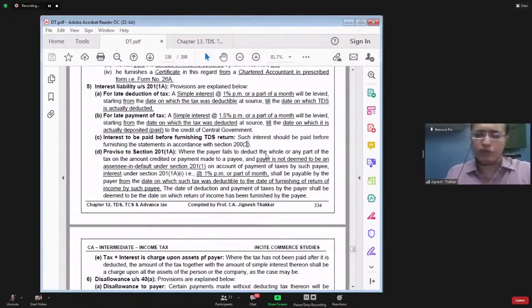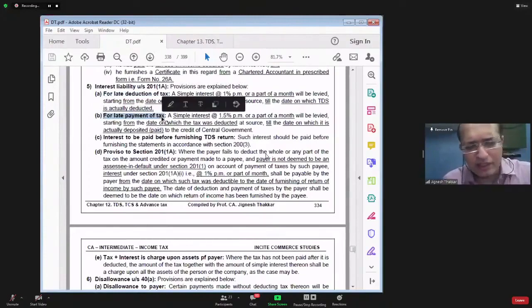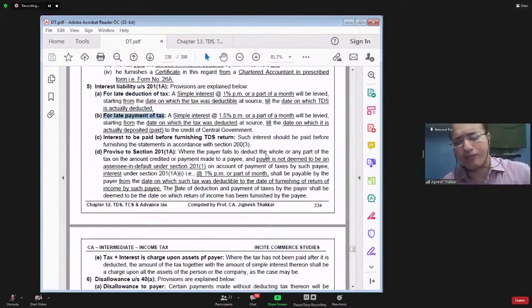Now the third and fourth points. The payer has to pay interest to the government for late deduction of tax. And also, the fourth point, the payer has to pay interest to the government for late payment of tax. So for late deduction of tax as well as for late payment of tax, interest will be levied.